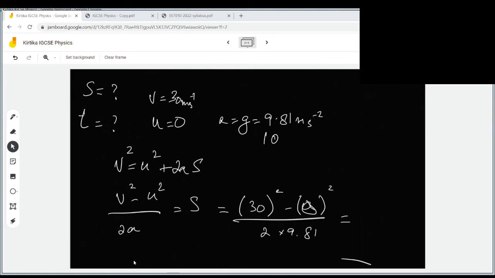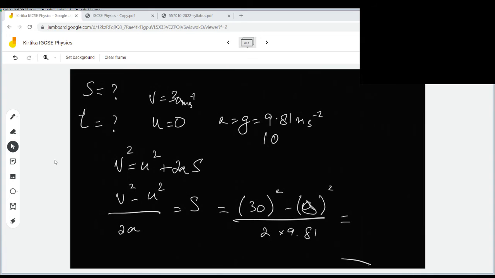So I got 45.87, or roughly 46. Are you sure about 45.87? You did 30 squared divided by 2 into 9.81. Yes. Two into 9.81. Okay, your answer is fine. I just want to make a check.